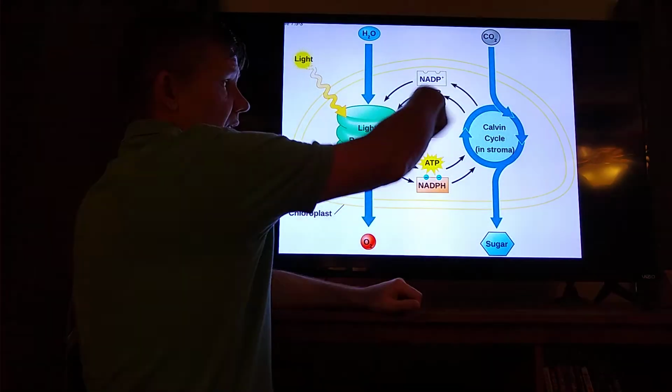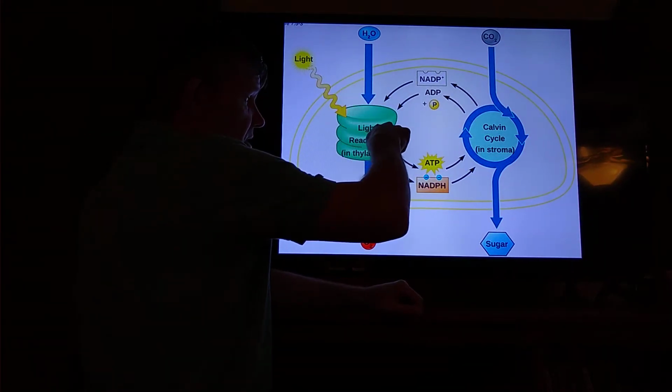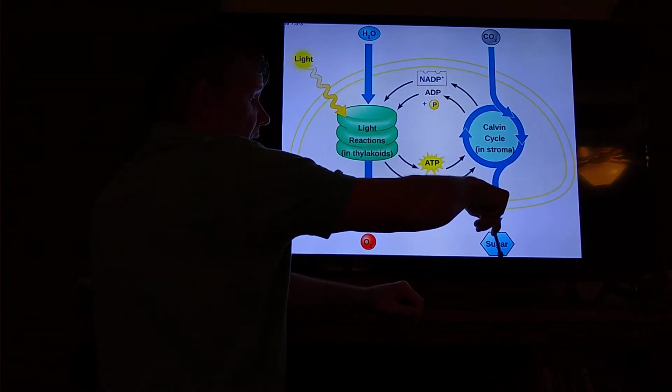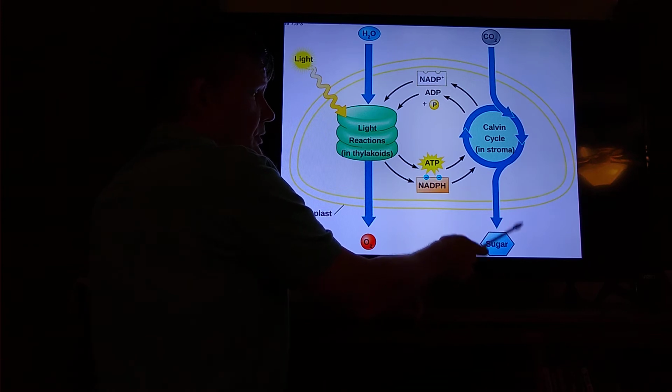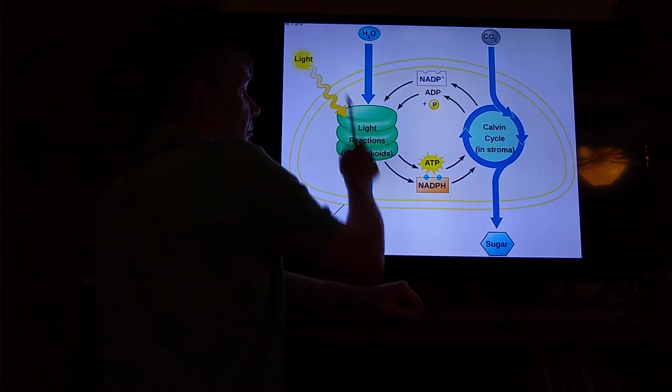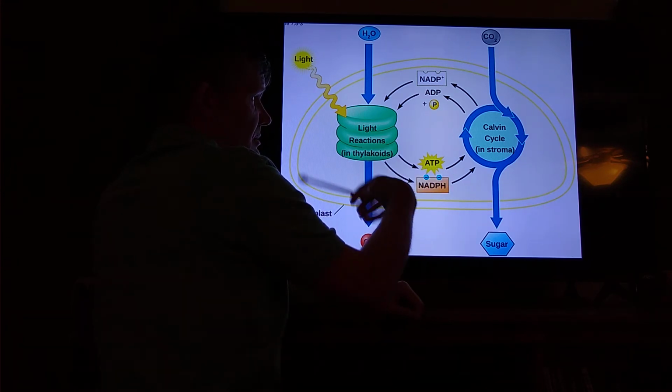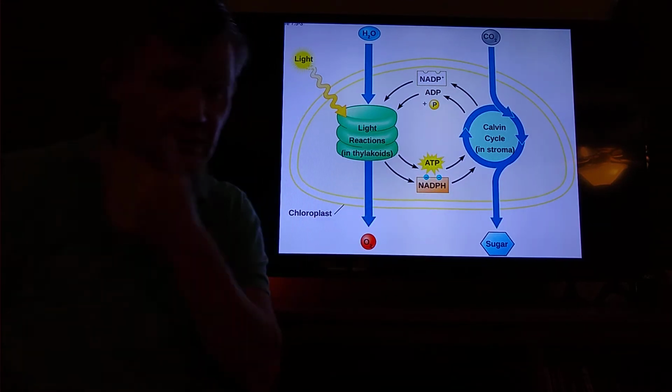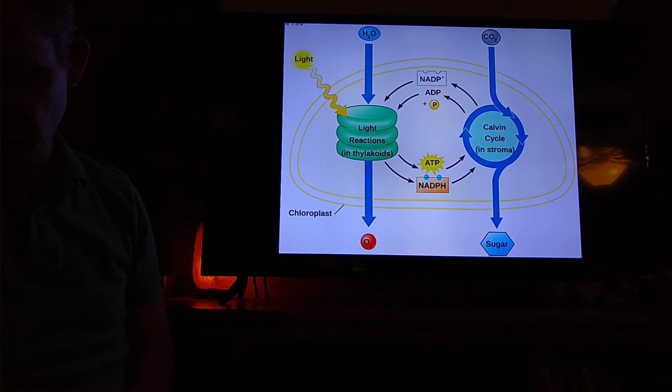But look, it's just a big cycle, right? Energy comes in, energy is pumped into there, I make a high-energy output. I then take these low-energy products, I pump more energy into them to make high-energy products, and I just keep going back and forth and back and forth and back and forth. That's what photosynthesis is.